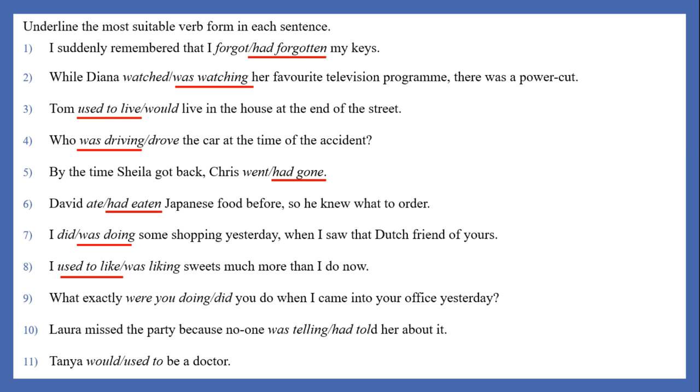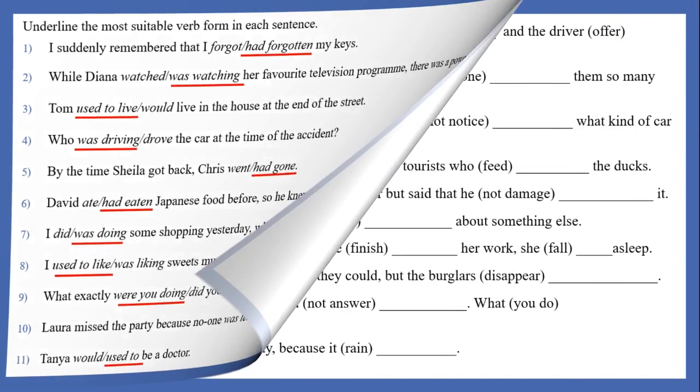Number 9. What exactly were you doing when I came into your office yesterday? Again, background event, or an event which was going on, which was in progress at a specific time in the past. Number 10. Laura missed the party because no one had told her about it. Missed is your main event, and telling her happened before this, so we use past perfect. And number 11. Tanya used to be a doctor. Be is a non-action verb, so we cannot use would here.